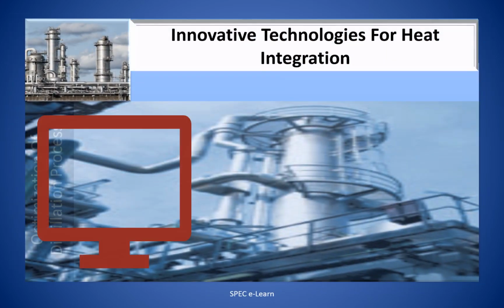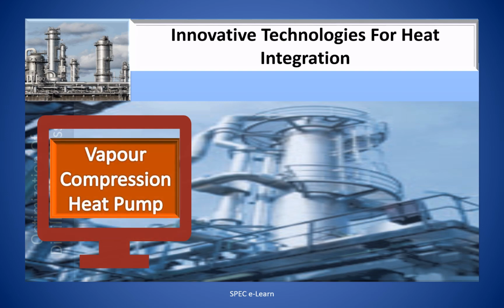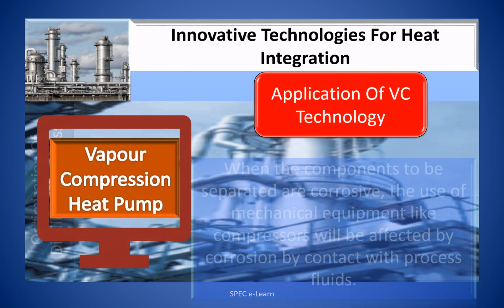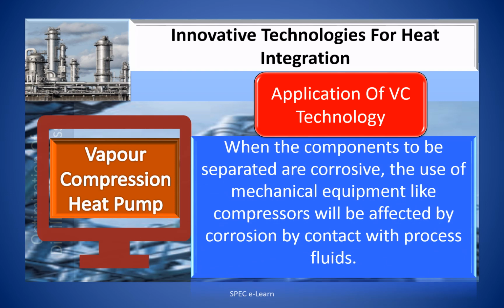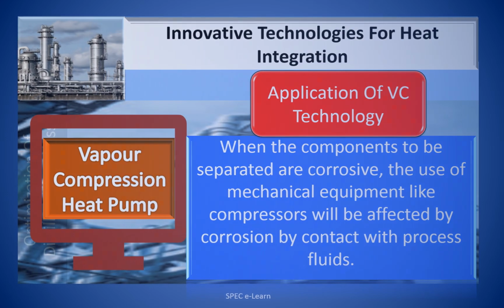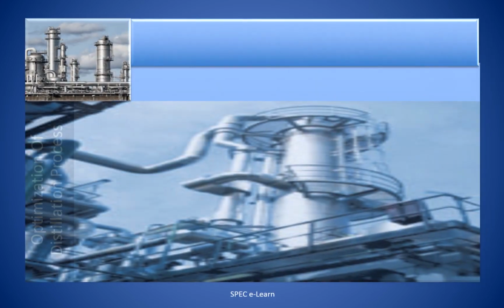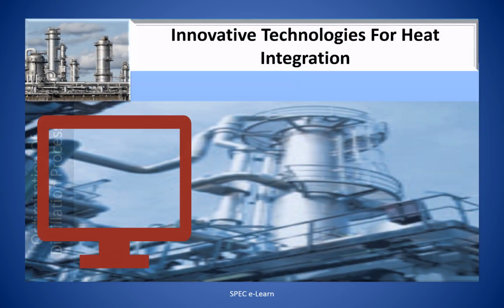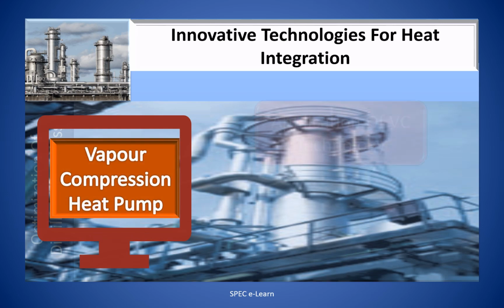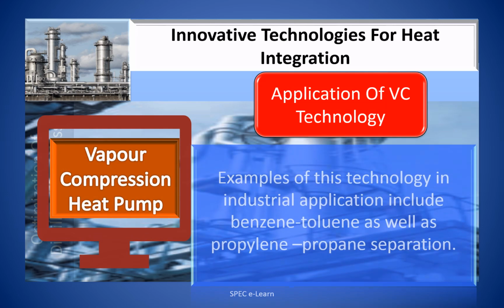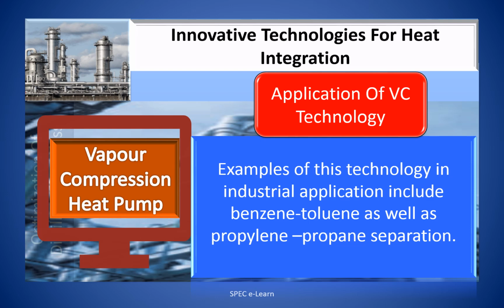When the components to be separated are corrosive, the use of mechanical equipment like compressors will be affected by corrosion by contact with the process fluids. Hence, the VC scheme is not recommended for such corrosive applications. Examples of VC technology in industrial application include benzene-toluene separation as well as propylene-propane separation.